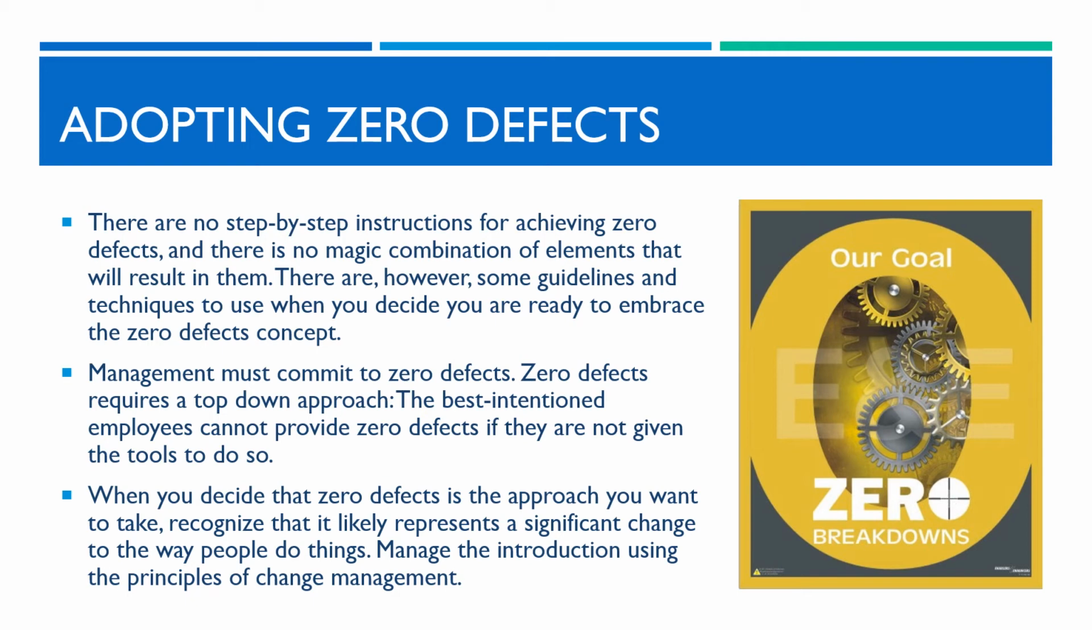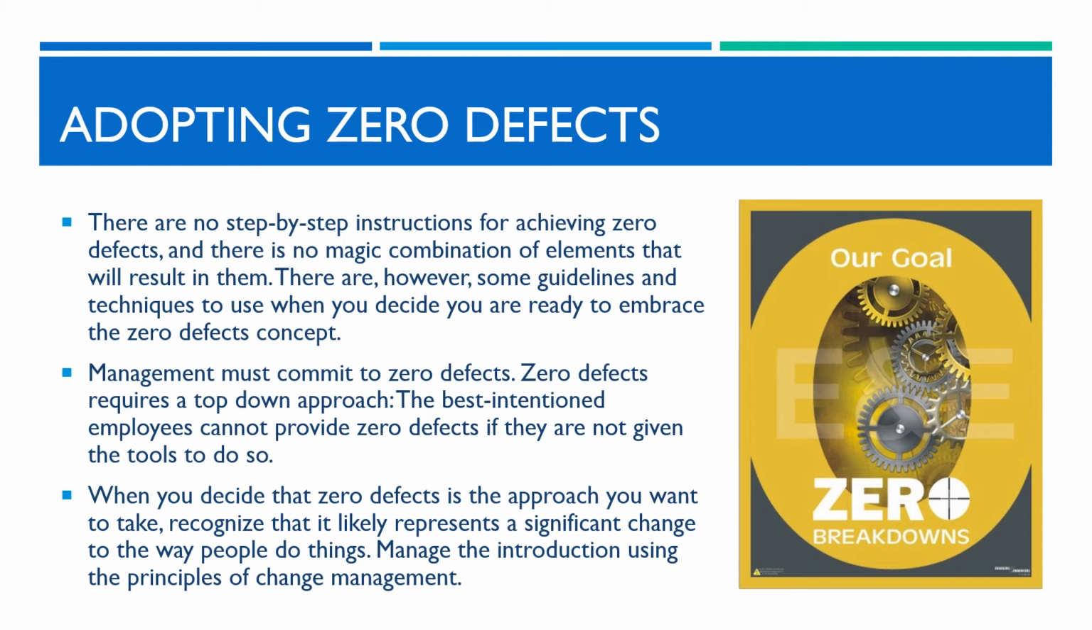There are no step-by-step instructions for achieving zero defects, and there is no magic combination of elements that will result in them. There are, however, some guidelines and techniques to use when you decide you are ready to embrace the zero defects concept. Management must commit to zero defects. Zero defects requires a top-down approach. The best-intentioned employees cannot provide zero defects if they are not given the tools to do so.